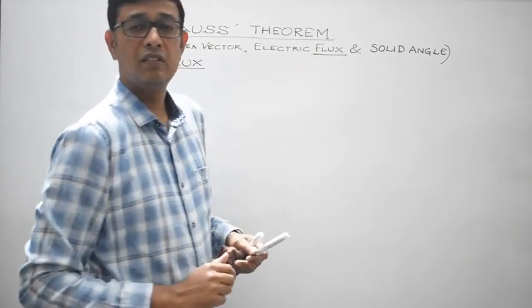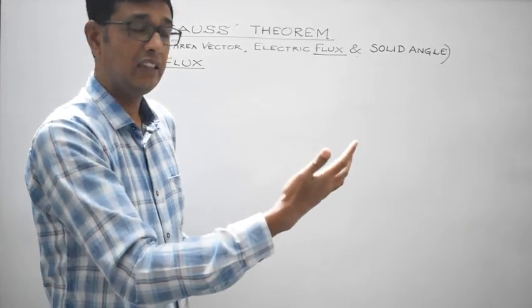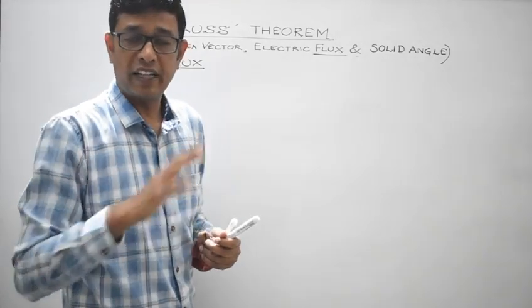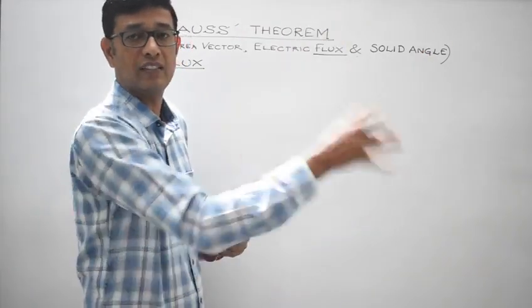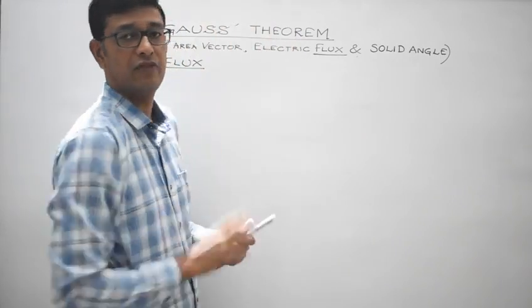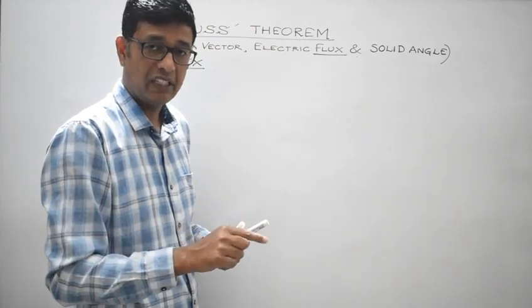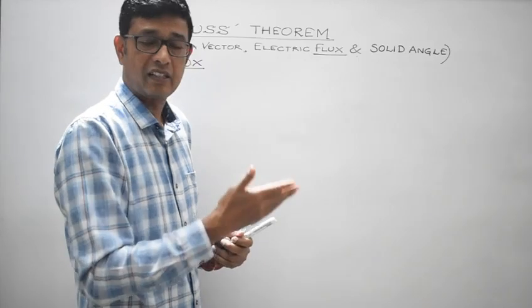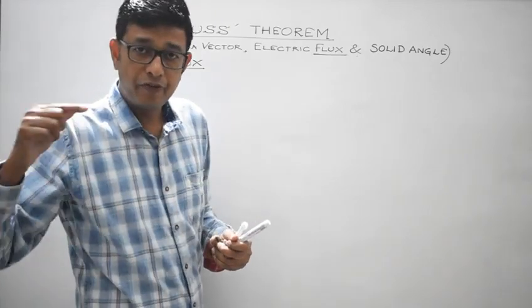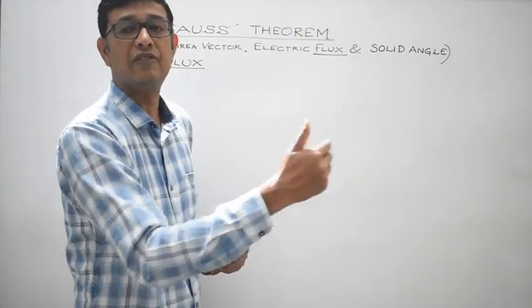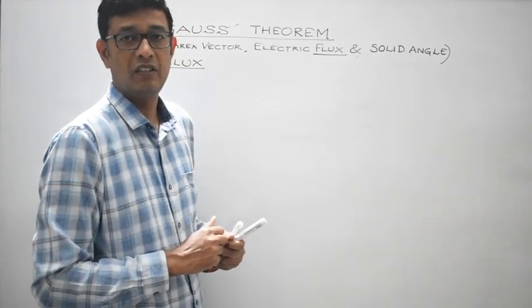Electric flux means we are dealing with a surface held in an electric field, and then the total number of electric lines of force passing through that surface normally, meaning perpendicular to that surface, represents electric flux. So the electric flux associated with a surface held in an electric field is defined as the total number of field lines crossing that surface normally. Normally means in a direction perpendicular to the surface.